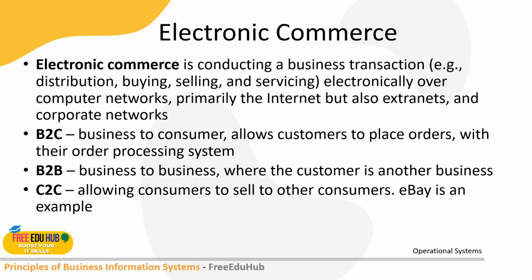From the extranet means if there are corporate networks and they are providing items from one organization to another, they'll be dealing through their secure channels and they will be selling or purchasing the items from there. Now in that we have three categories: business to consumer, business to business, and consumer to consumer. Business to consumer allows the customers to place orders with their order processing systems, like a business is selling to the consumers.